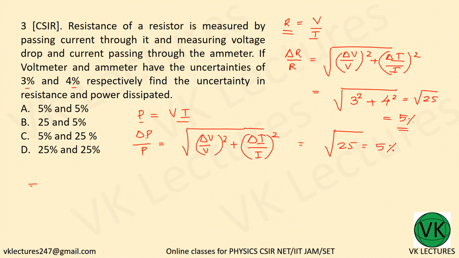Now here is a simple work for you. What you can do is, if I write power is equal to I square R, that is I the current and R the resistance, instead of VI, I am writing power is equal to I square R. Then what will be the uncertainty in power, delta P by P? Please find out.